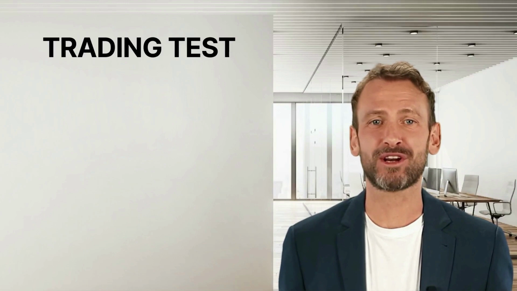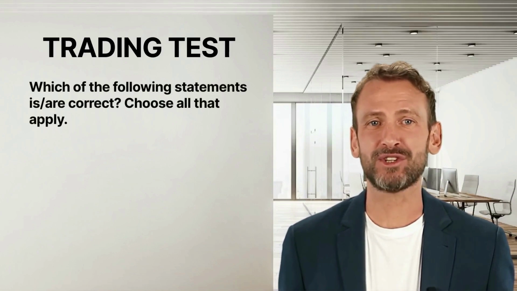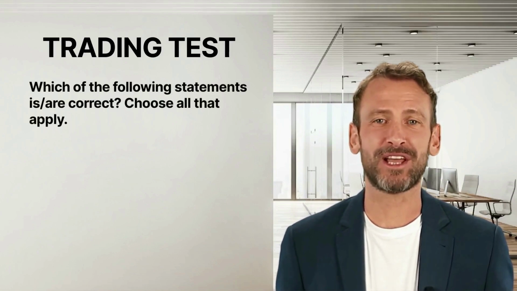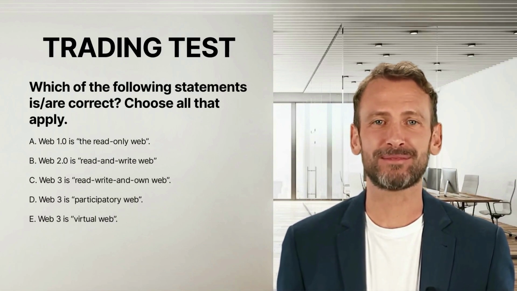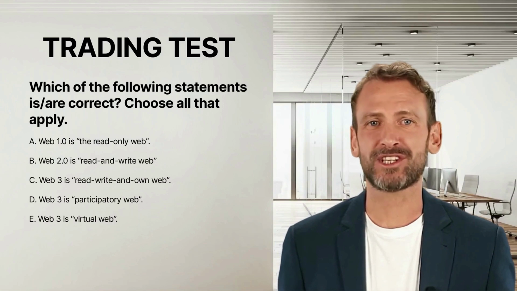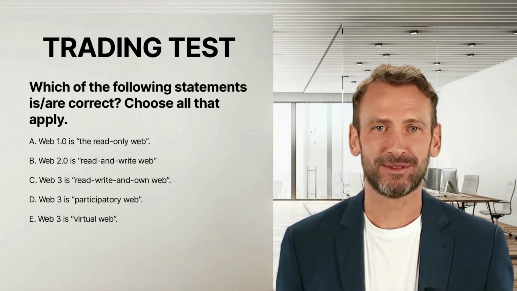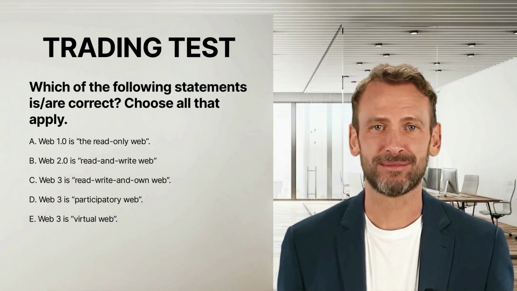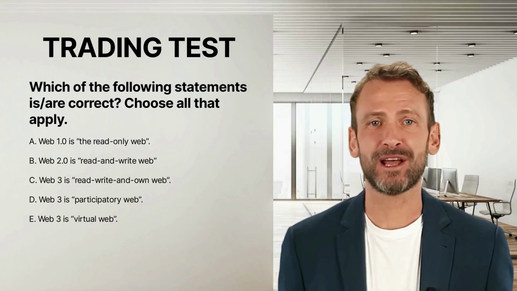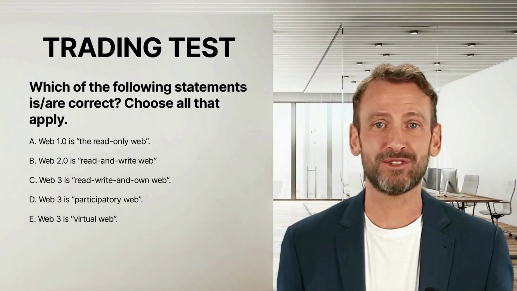Now, let's look at what you have learned in this class. Answer this question in the comments, and if it's correct, we'll let you know of the lie. Which of the following statements are correct? Choose all that apply. A. Web 1.0 is the read-only web. B. Web 2.0 is read and write web. C. Web 3 is read, write, and own web. D. Web 3 is participatory web. E. Web 3 is virtual web.